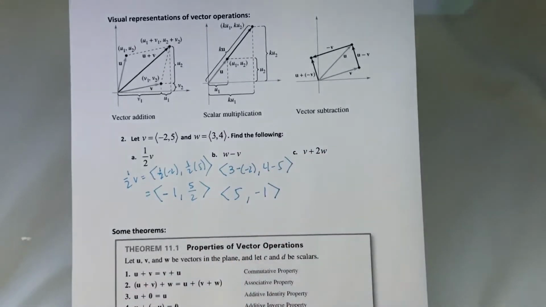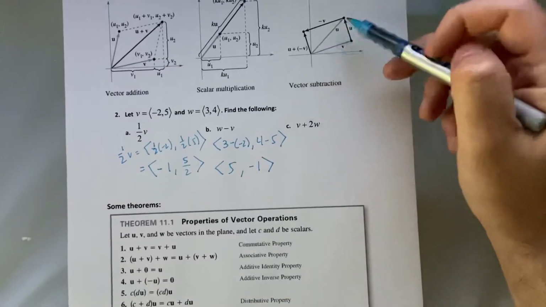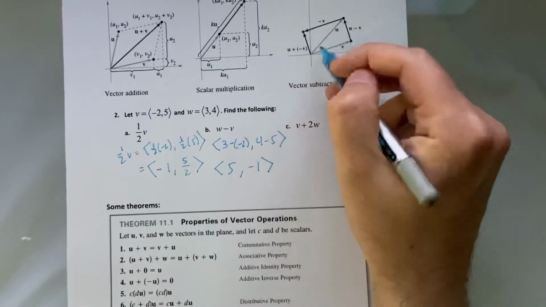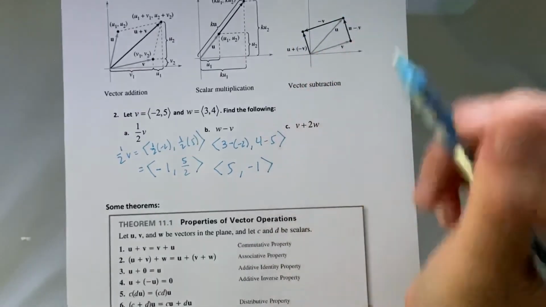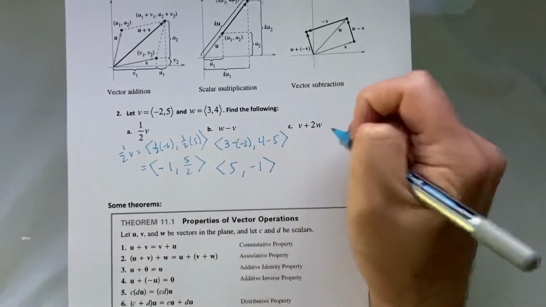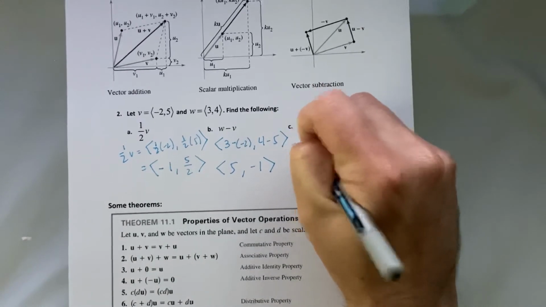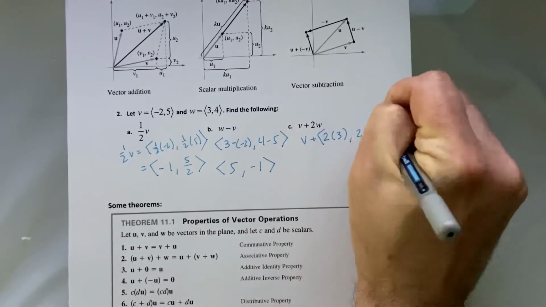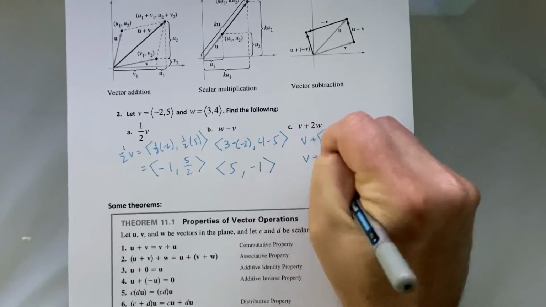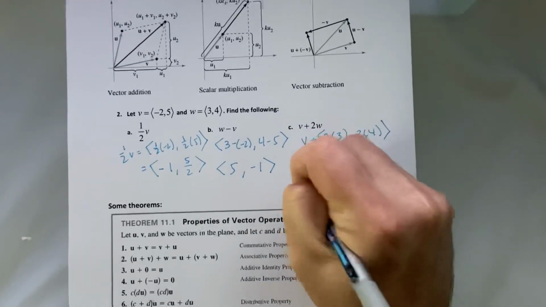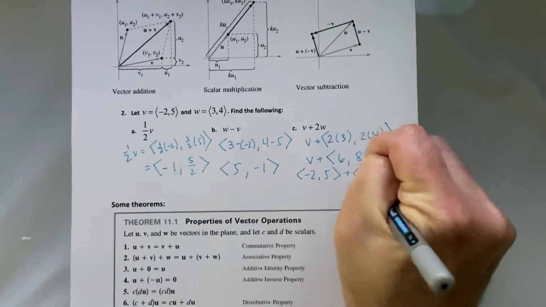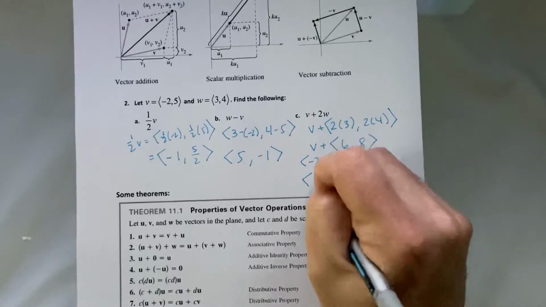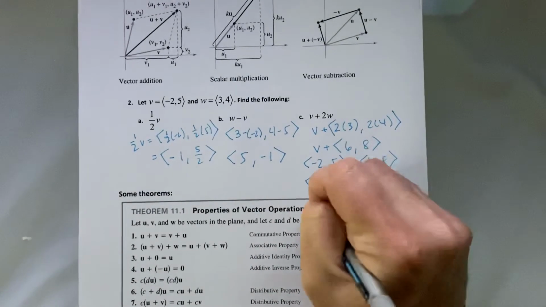Which will look something like this one when you subtract them. So going forward one direction, back another. v plus 2w, well, I guess we can double w. And you don't have to write out all these steps. I trust that you guys can do this. It's v plus what's now (6, 8). So that would be (-2, 5) plus (6, 8). Negative 2 plus 6 is 4. 5 plus 8 is 13.